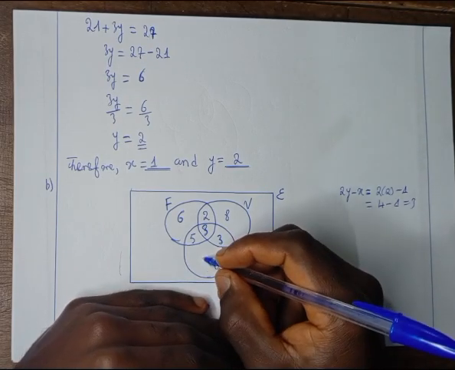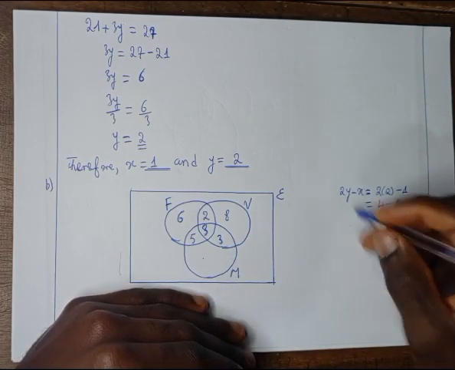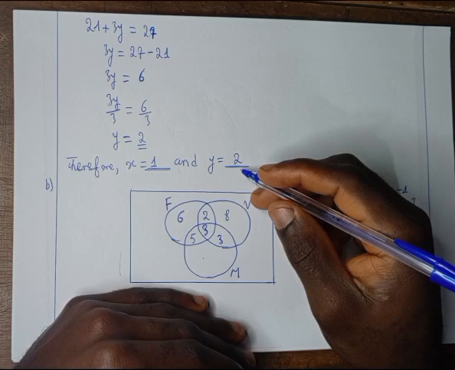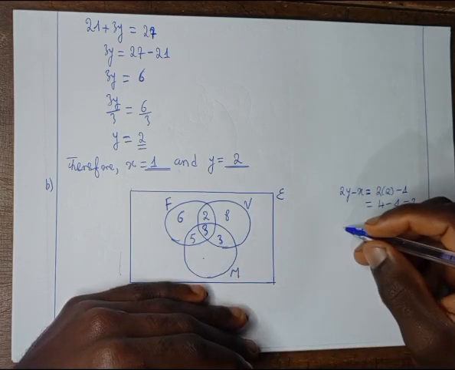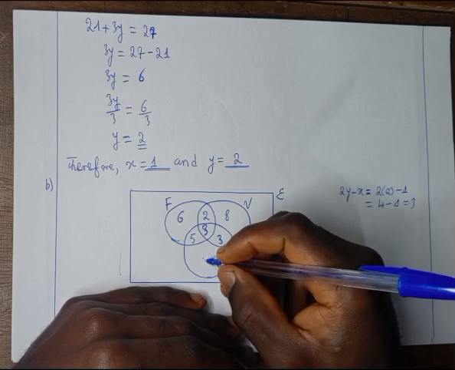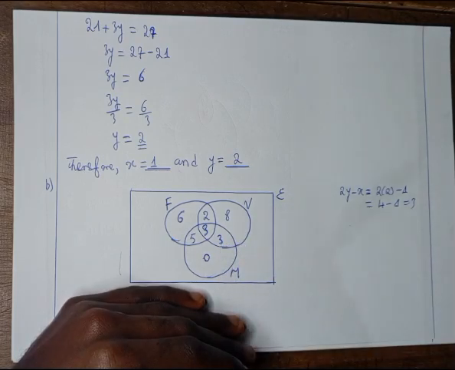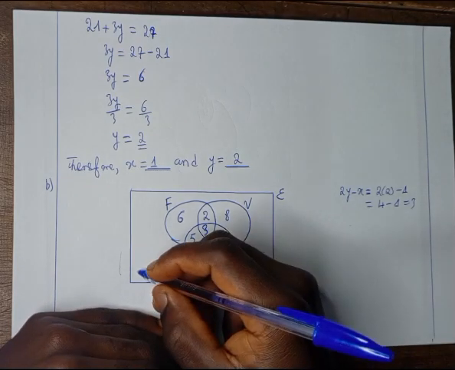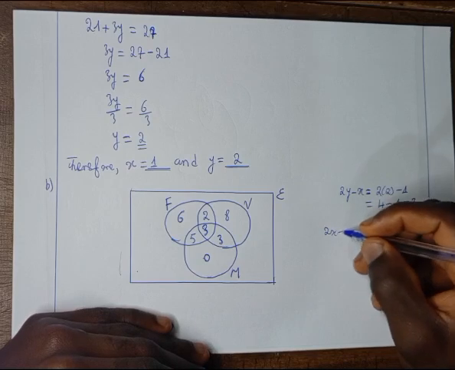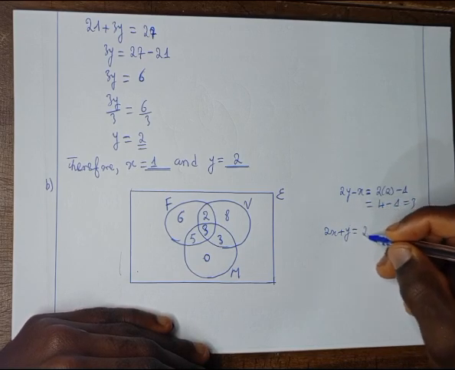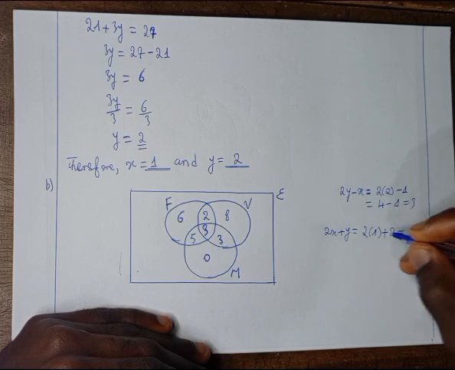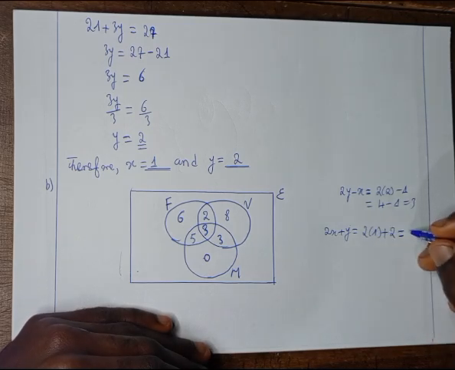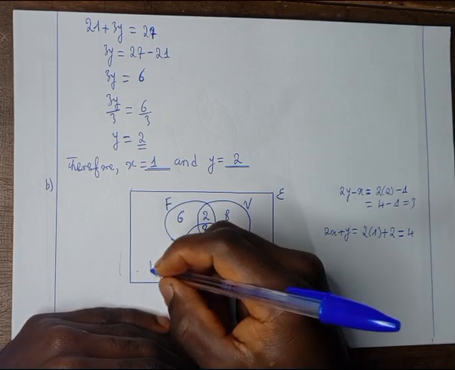Then here we have y minus 2. You know y is 2, so 2 minus 2 gives us 0. Here we have 0. And here we have 2x plus y, which is simply equal to 2 times 1 plus 2. It gives us 2 plus 2, which is 4. And here we have 4.